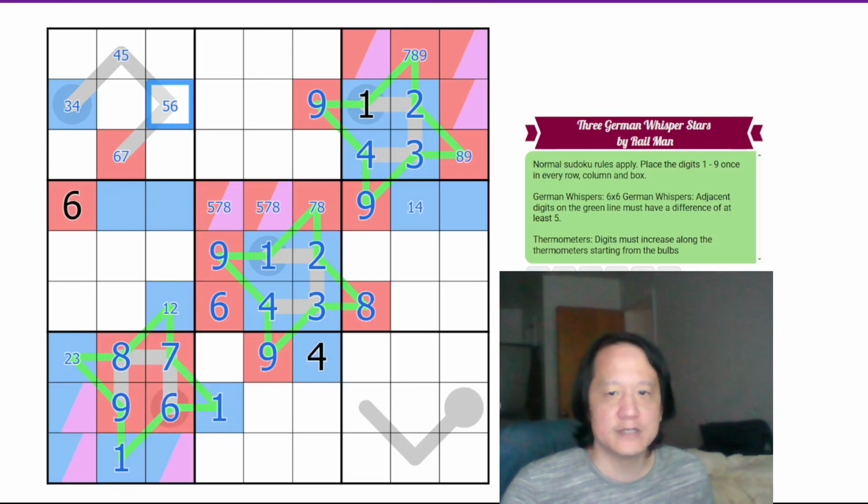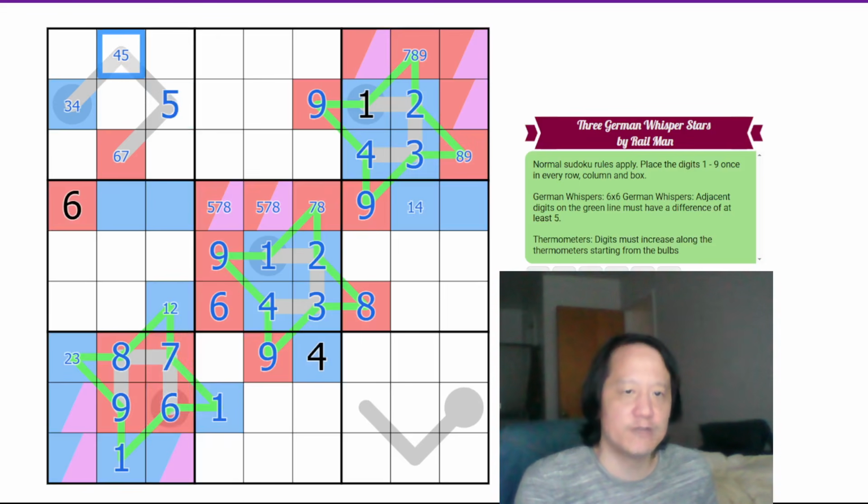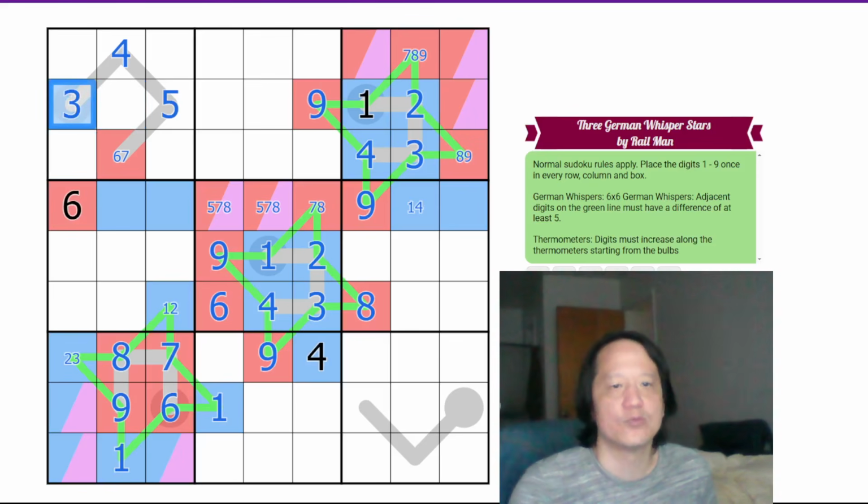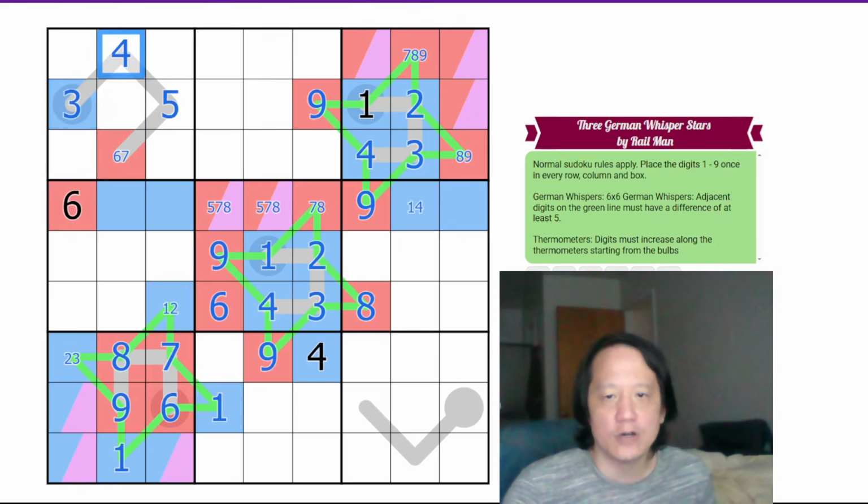6 and 7 eliminate 6 and 7 here, so that makes that 5, which makes that 4, and makes that 3. So 3 and 4 are lows here. 5 is obviously a 5 there. 5 eliminates 5 in the rest of the column, so no more 5 there. Which means this has to be a low. We have 3 lows there.